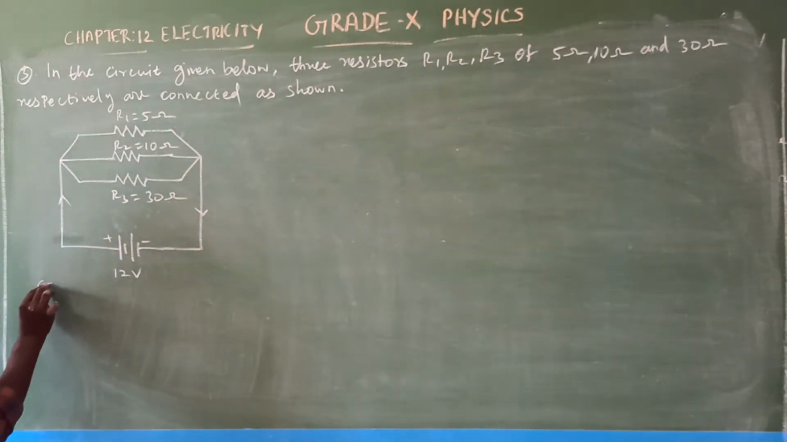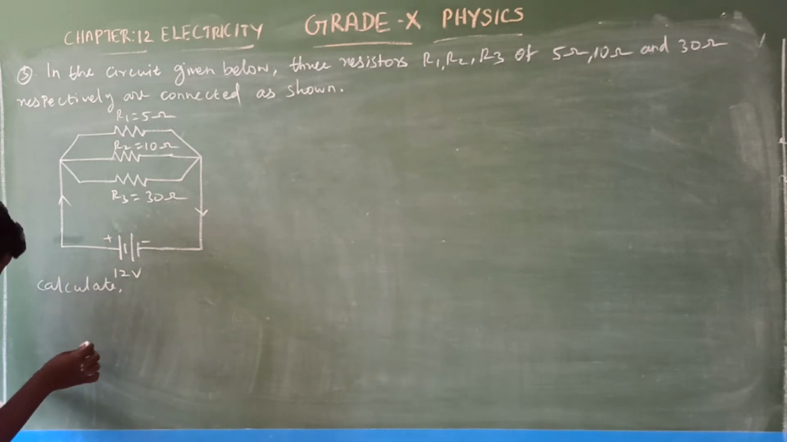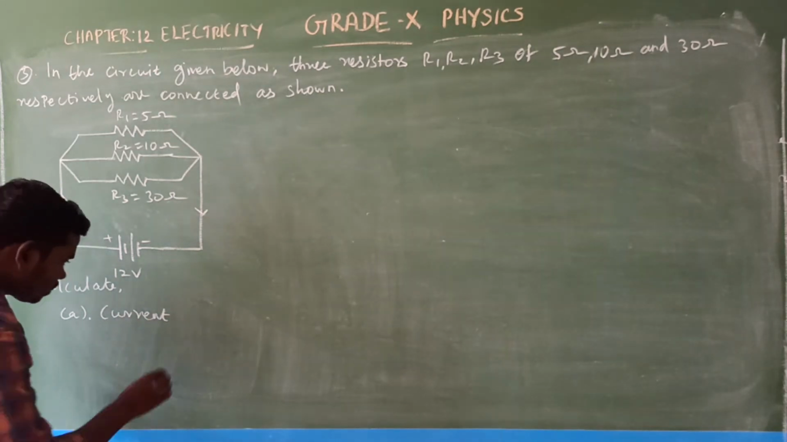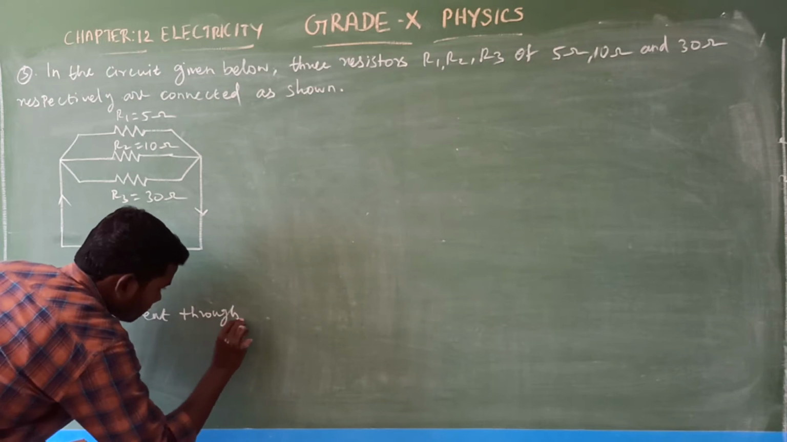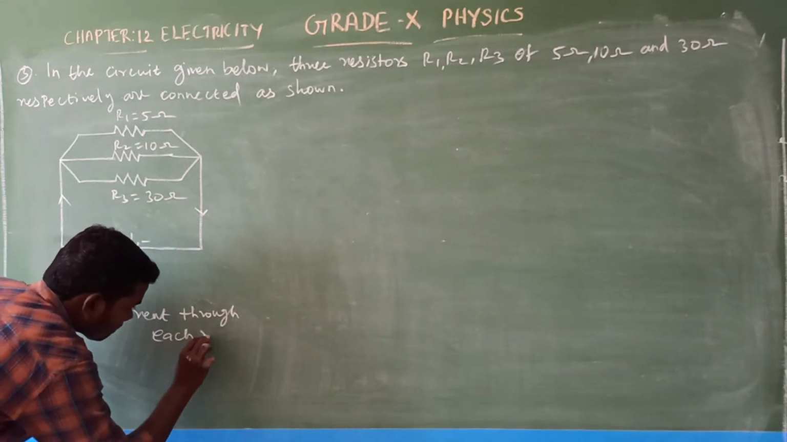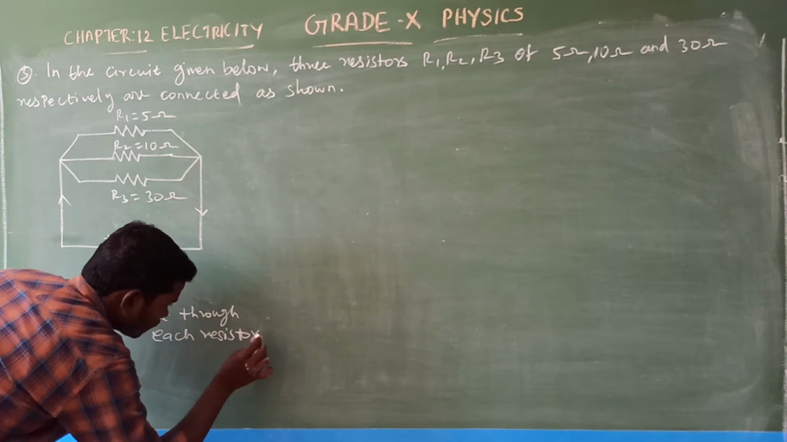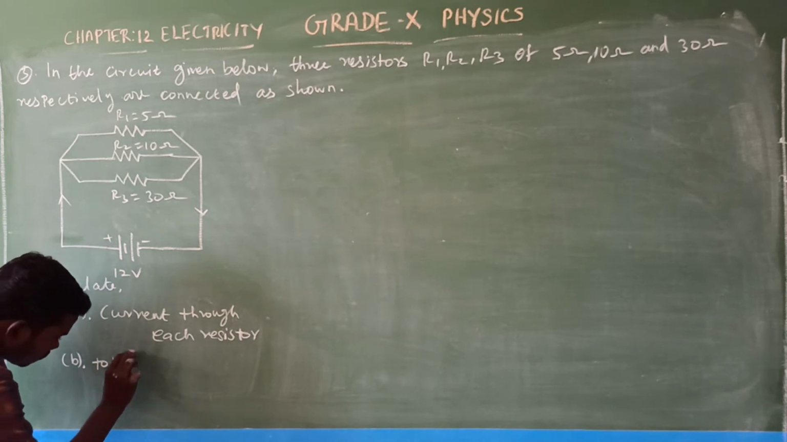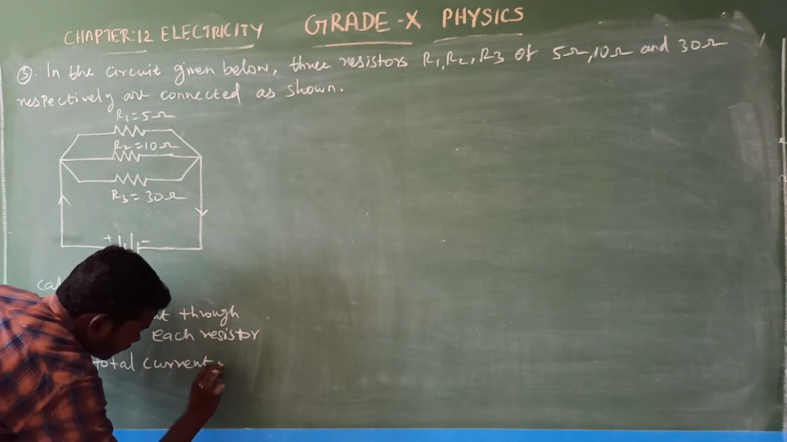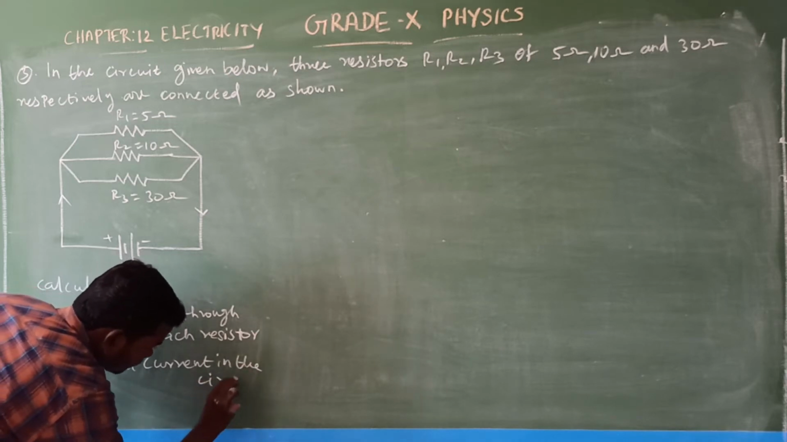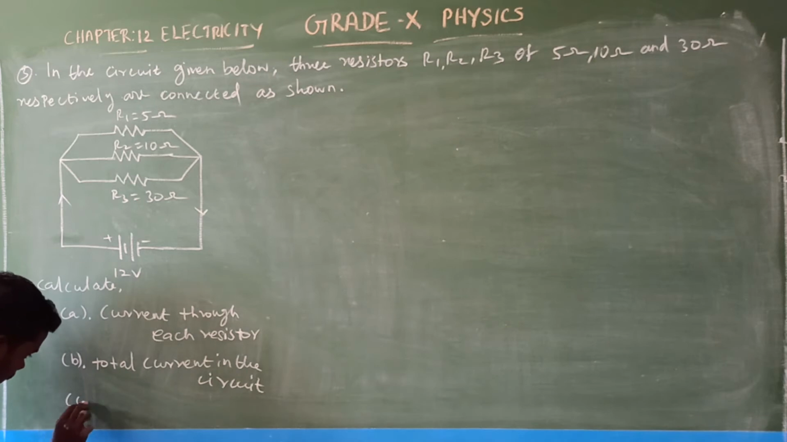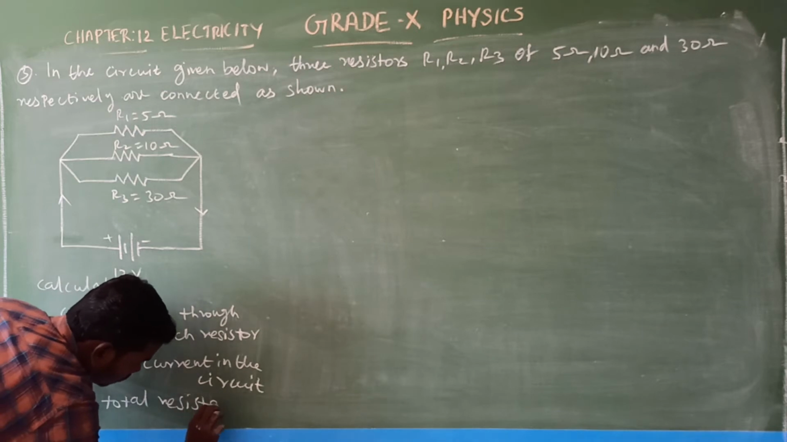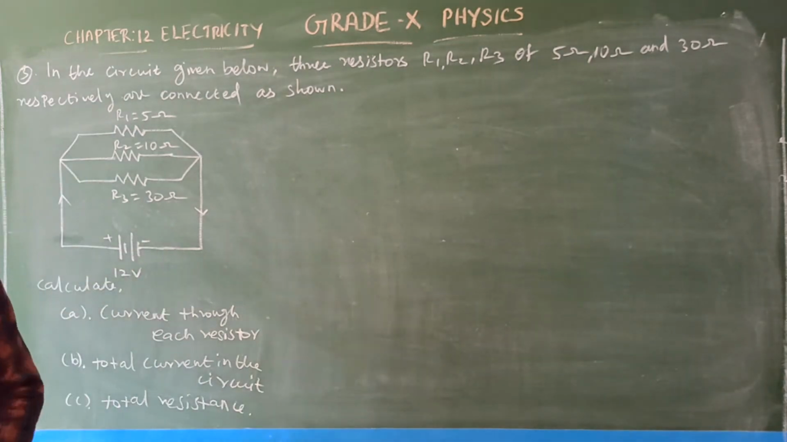Calculate first one, current through each resistor, and then total current in the circuit, and third one, total resistance. That's all, students.